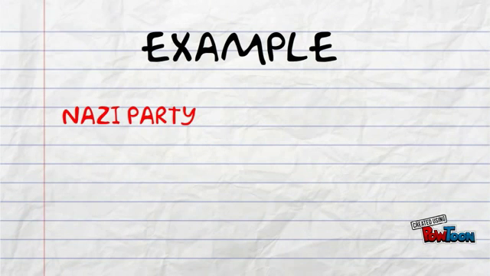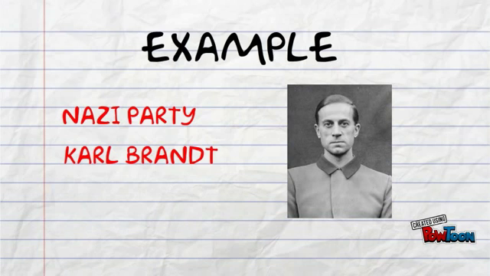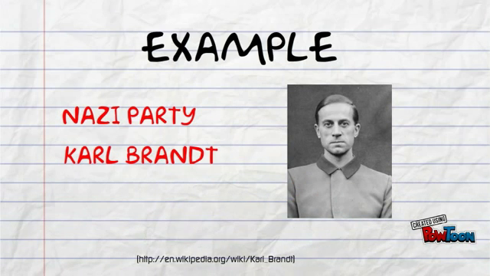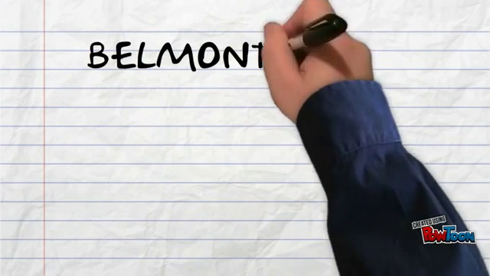A good example of unethical research is the research by the Nazi Party during World War II. Karl Brandt was a personal physician of Adolf Hitler, and after the war was charged with the crime of human experimentation. At the Nuremberg trial, he was convicted, and the Nuremberg Code was founded as a basis for ethical research.